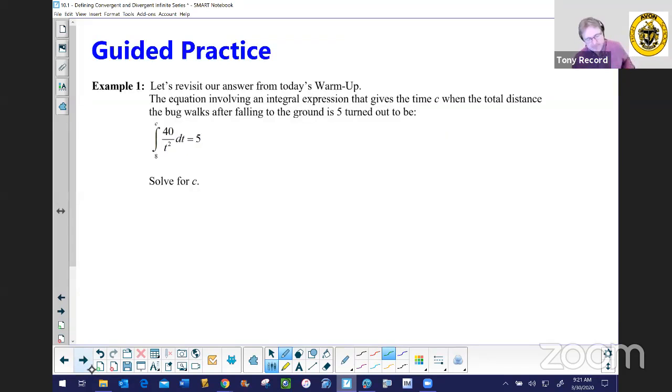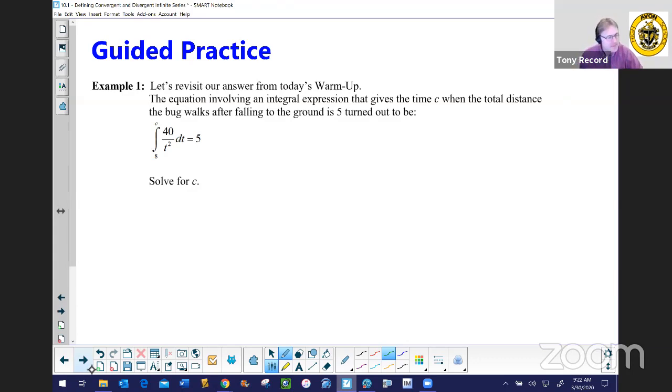All right, now, you'll notice at the very outset of the guided practice, we're going to revisit the answer from today's warm-up. That equation involved the integral expression that gives the time t when the total distance that the bug walks after falling to the ground is 5. Let's go ahead and solve this for c and maybe talk about how this connects to some of the other ideas.